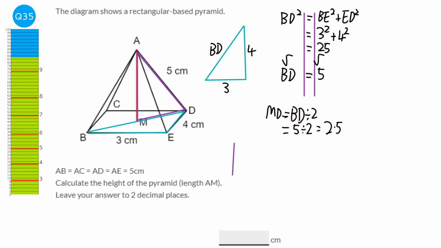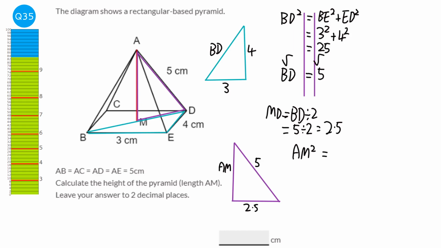And let's draw that out down here. Okay, so we've got the length of 5 here. We know the bottom bit is 2.5, and we're looking for the length AM. So another bit of Pythagoras here.